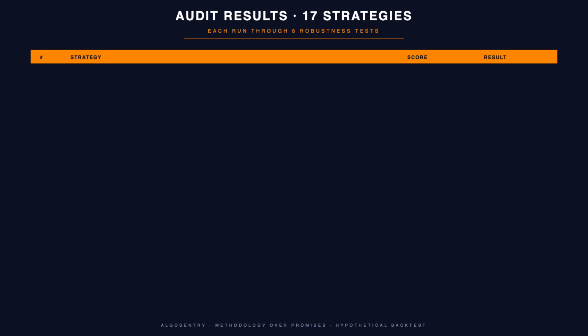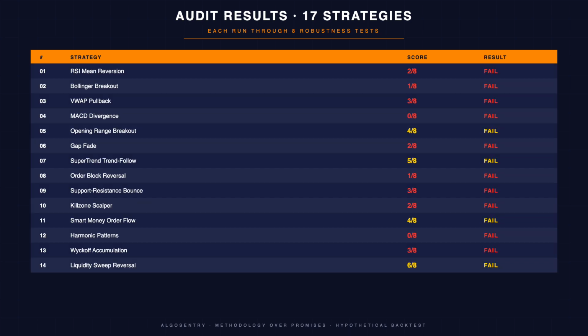Strategy 1. RSI mean reversion. Passed walk forward. Failed parameter neighborhood. 2 out of 8. Strategy 2. Bollinger breakout. Failed walk forward immediately. 1 out of 8. Strategy 3. VWAP pullback. 3 out of 8. Strategy 4. MACD divergence. 0 out of 8. Embarrassing. Strategy 5. Opening range breakout. 4 out of 8. Close, but I reject anything under 7.